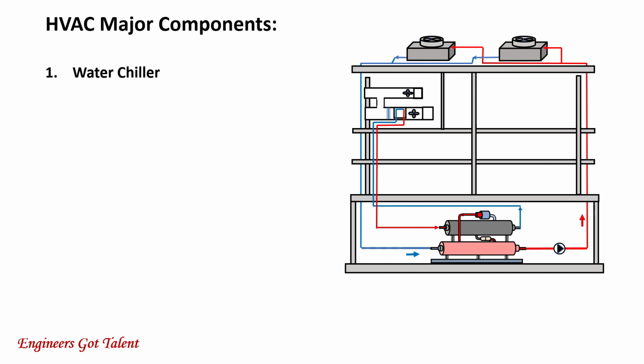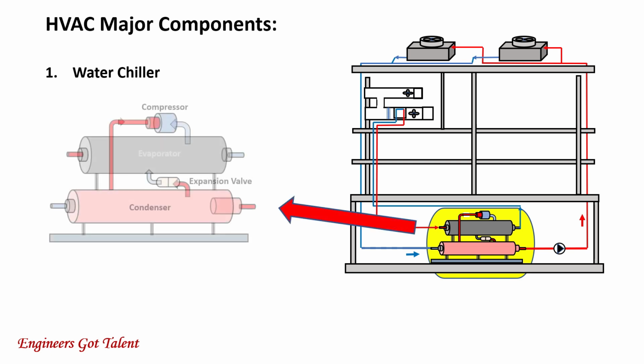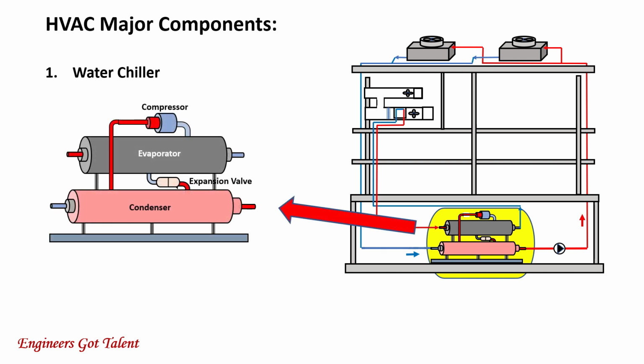Now let's look at the first component, the water chiller. I call it the heart of an HVAC. The chiller is an assembly of parts whose responsibility is to produce chilled water or cold water for comfort cooling or air conditioning in the building. The chiller basically is a refrigeration system which houses a compressor, evaporator, expansion valve, and a condenser. You can check out my other video presentation on the basics of refrigeration system and how the components work.